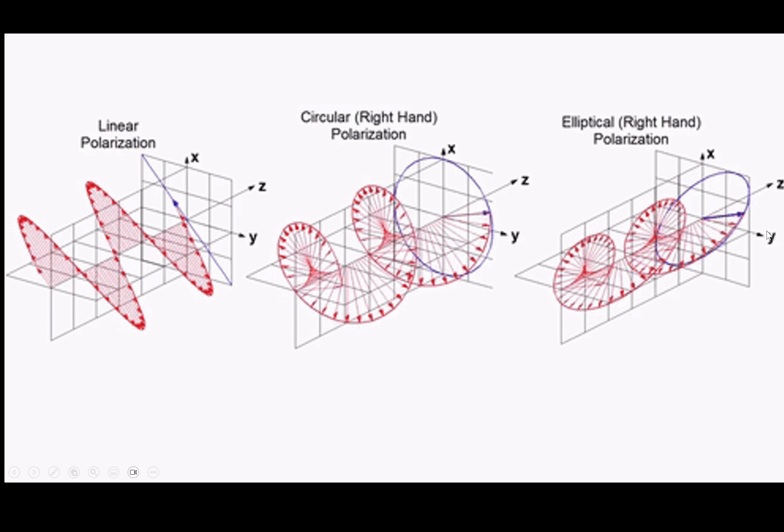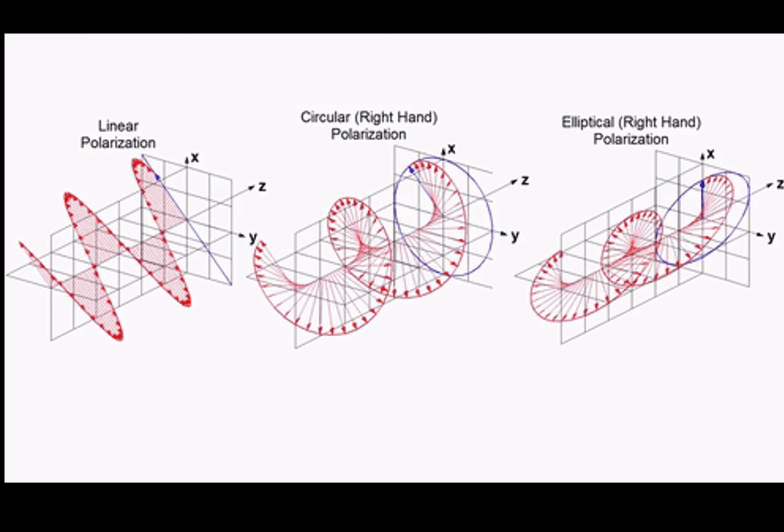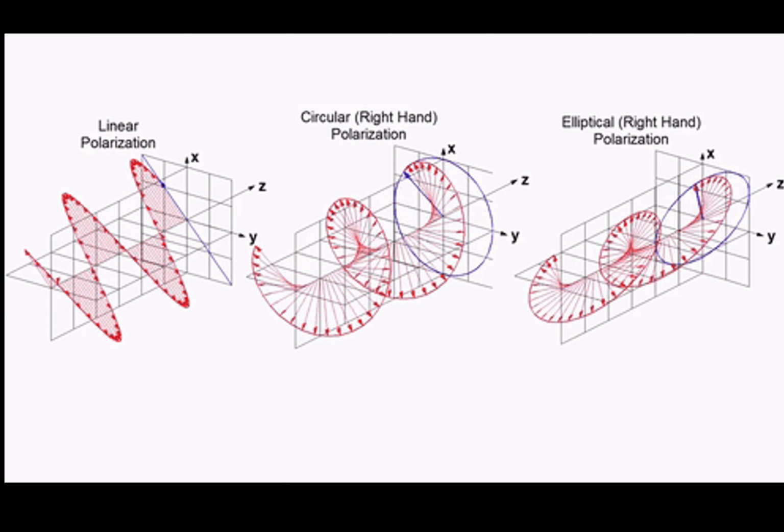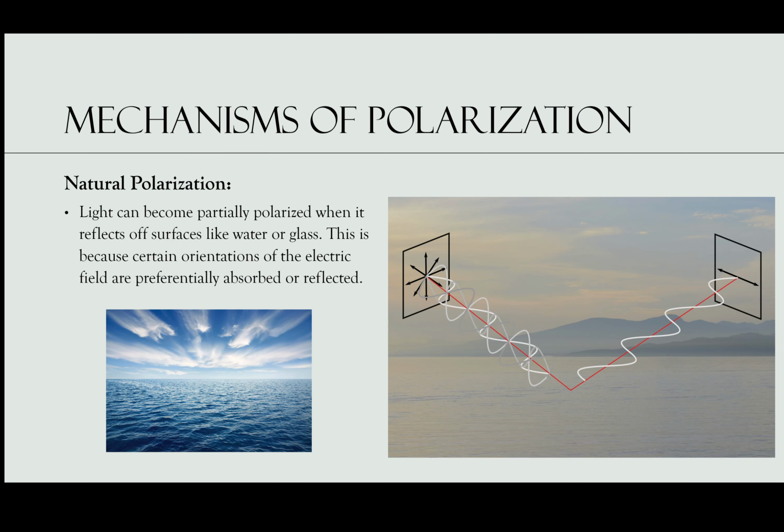And we have right-hand polarization and left-hand polarization, but I'm pretty sure that the syllabus does not intend for us to go any further at all. If we go further, there's math to be seen, alright? But we won't. So linear polarization, so we understand that, right? So we can look at the mechanisms of polarization. For example, natural polarization. Light becomes polarized, partially polarized, when it reflects off of surfaces like water or glass, right?